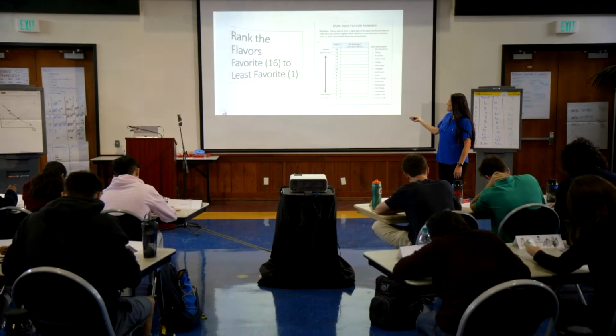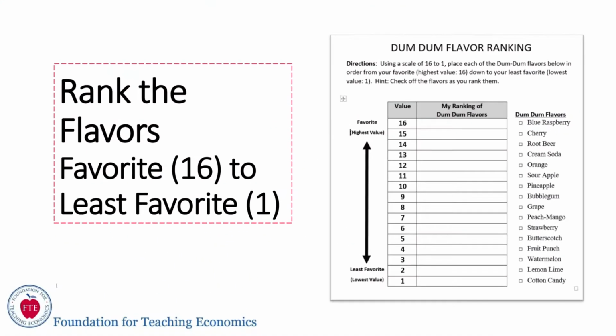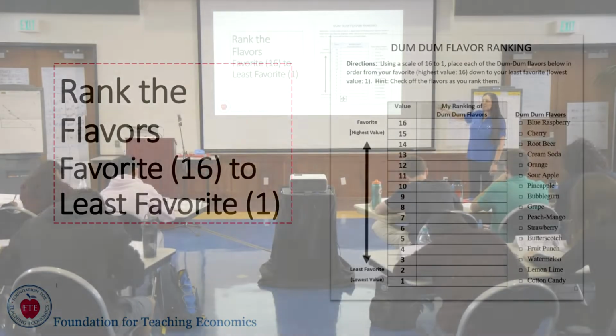Give each student a copy of Handout 1, the Dum Dum flavor ranking, and ask them to rank each of the Dum Dum flavors listed from their favorite, number 16, down to their least favorite, number 1. While this may seem backward to students, it's important to go from 16 to 1 as they will be using their rank as a representation of value, so high numbers are better than low numbers.